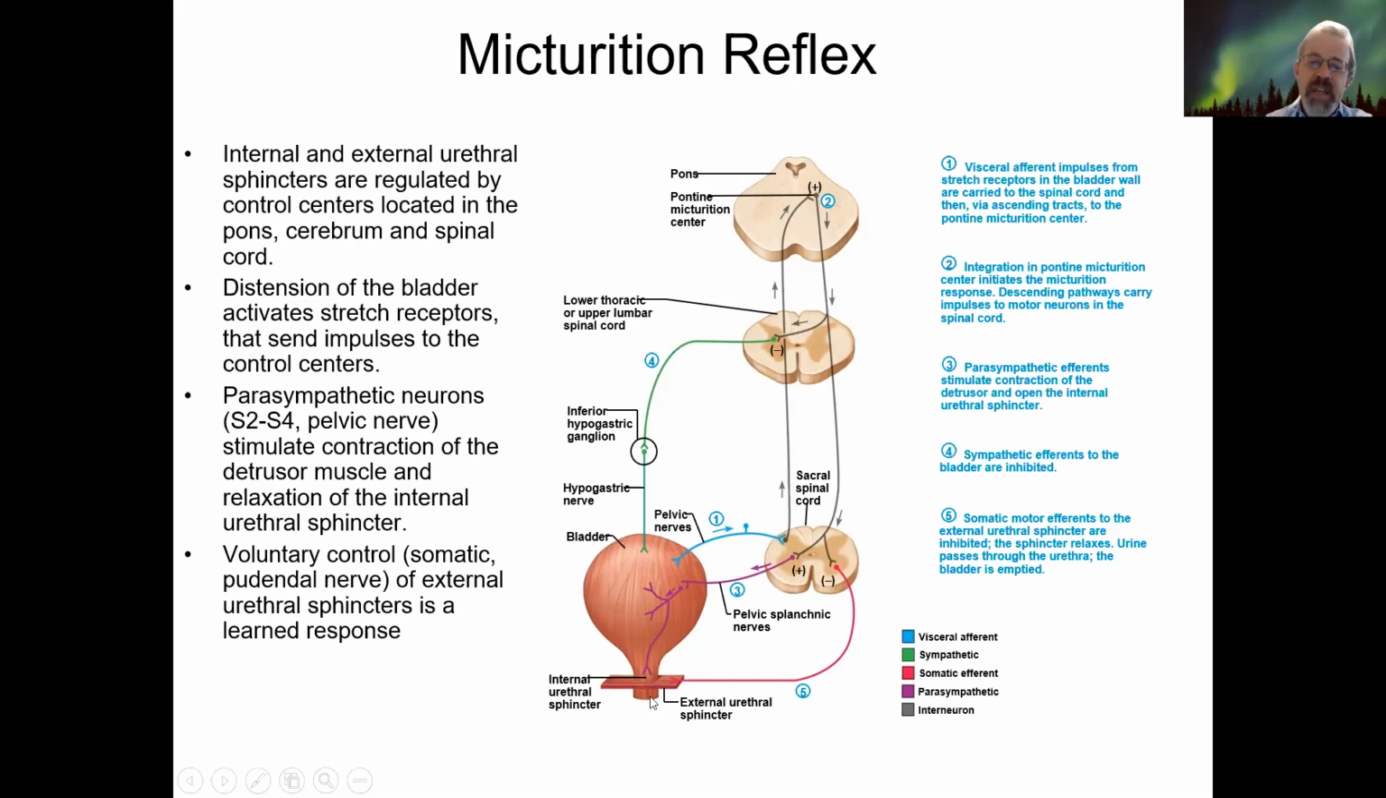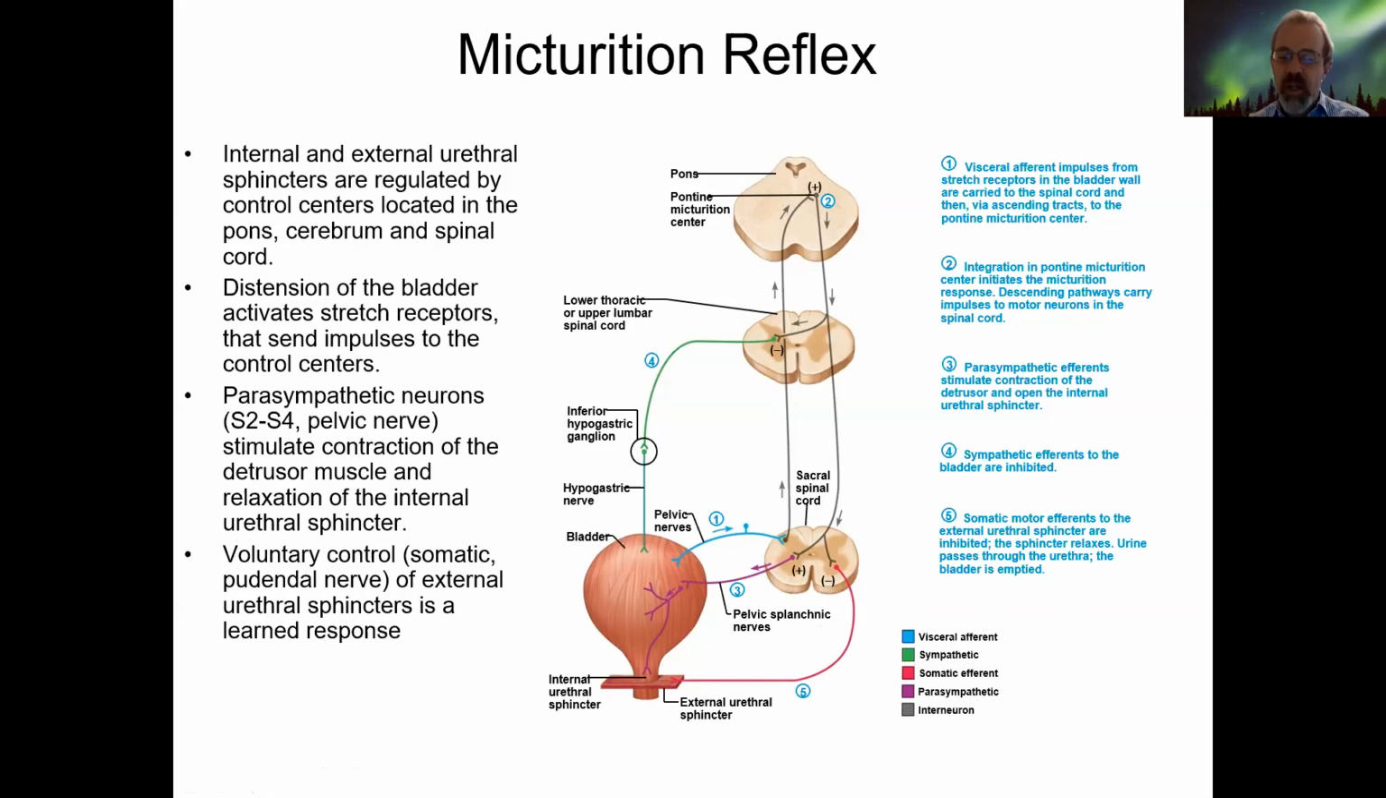Now, what about the external sphincter? Well, normally what happens is there's a somatic neuron that comes through that typically keeps the external sphincter contracted. It keeps it in a constant state of contraction. In order for us to urinate, this sphincter has to be relaxed. And so somatic neurons there are eventually inhibited, which allows the external sphincter to relax.